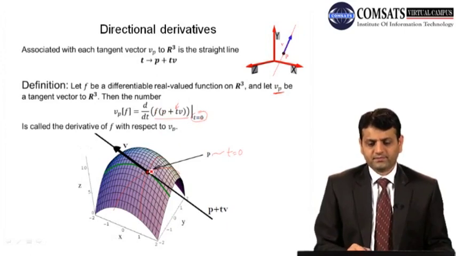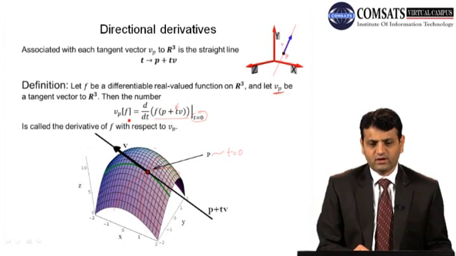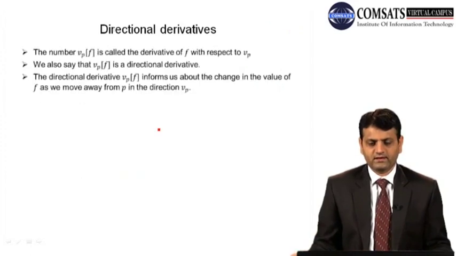So basically, what is the directional derivative of a function associated to this vector VP? It's basically the rate of change of the function along this curve. So the number VP of f is called the derivative of f with respect to VP. And we also say that VP of f is a directional derivative.